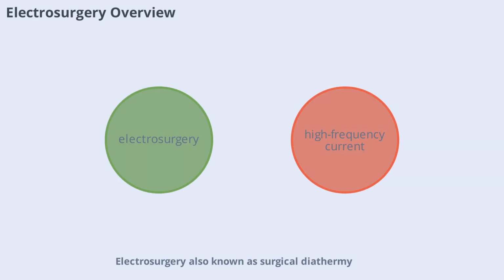Electrosurgery, also known as surgical diathermy, uses high-frequency electrical currents to cut or coagulate tissue. The current typically ranges from 1.5 to 7.5 million cycles per second. This technique offers precise tissue control and effective hemostasis, making it a valuable tool in certain periodontal procedures. However, it requires specialized equipment and training to avoid complications.